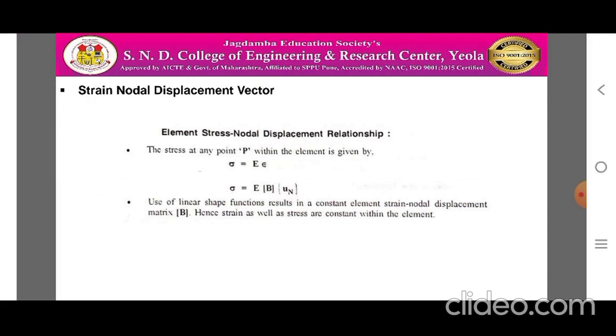Now, the element stress nodal displacement relationship: the stress at any point P within the element is given by sigma equal to E into epsilon, where E is the modulus of elasticity. Therefore, we can write sigma equal to E into matrix B into matrix Un. Thus, the use of these linear shape functions results in a constant element strain nodal displacement matrix B. Hence, strain as well as stress are constant within the element.